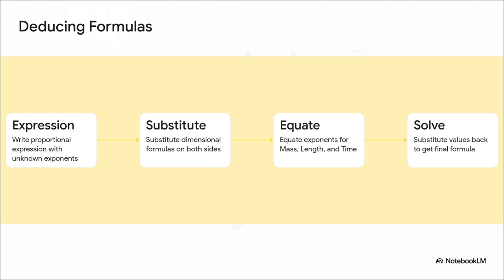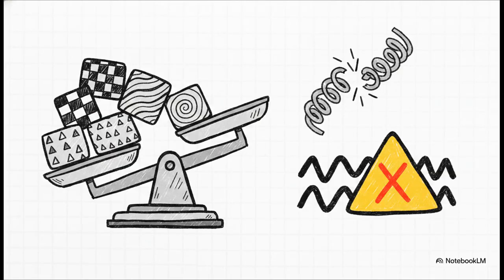First, we write out the variables with unknown exponents. Let's call them x, y, and z. Second, we substitute the dimensional formulas for both sides of the equation. Third, we just match up the exponents for mass, length, and time on the left and right sides to create some really basic algebraic equations. And it's practically magic. When we solve them, we find that the exponent for mass, z, is exactly 0. This proves mathematically that the pendulum's mass doesn't matter at all to its time period. We plug the other exponents back in, and boom, we get our formula. Time period equals a constant k times the square root of length over gravity. That is an incredibly powerful tool to have in your back pocket.